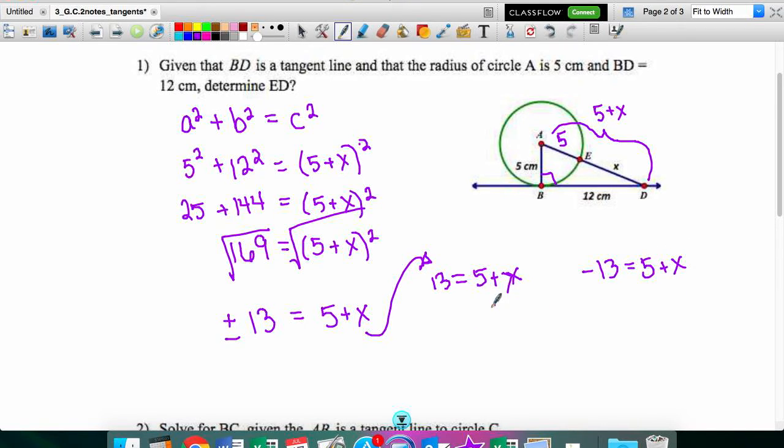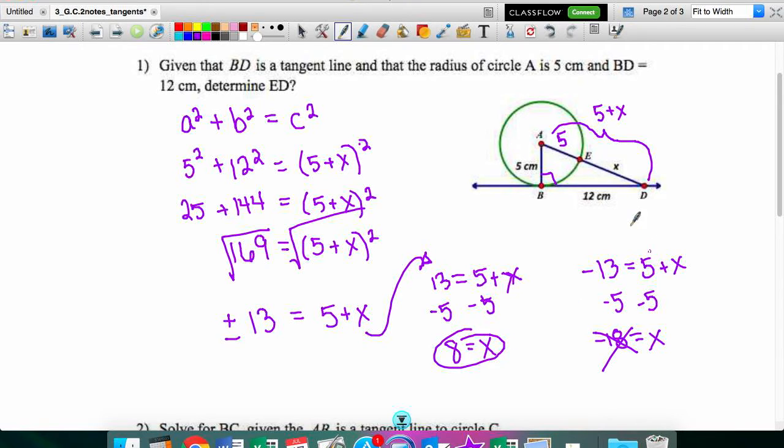So for our first equation, we're going to subtract 5 from both sides, and we get a value of 8. For our second equation, we're also going to subtract 5, and it looks like we get negative 18. So we get negative 18 and positive 8. Now the thing is this is representing a segment length. It doesn't make sense to have a negative segment length, so we're actually going to eliminate this second answer because it doesn't make sense for a length. And that would give us just one single answer of 8.